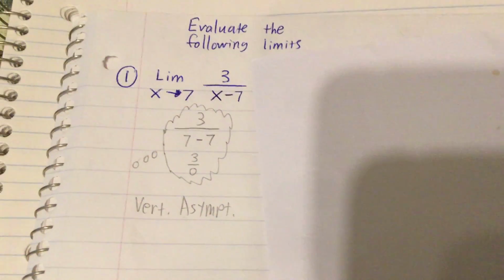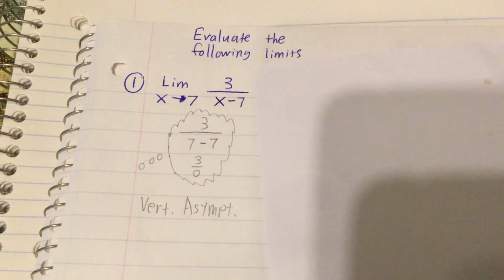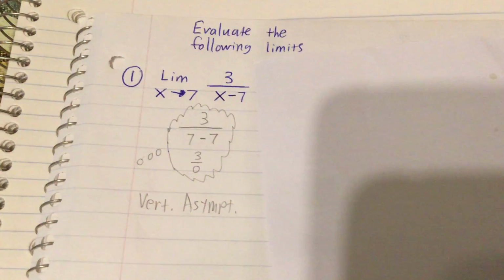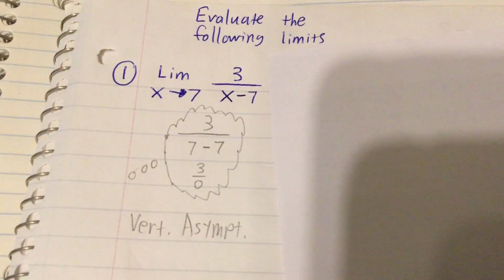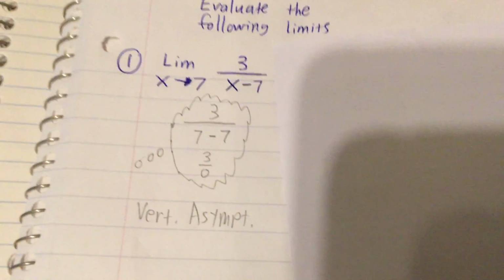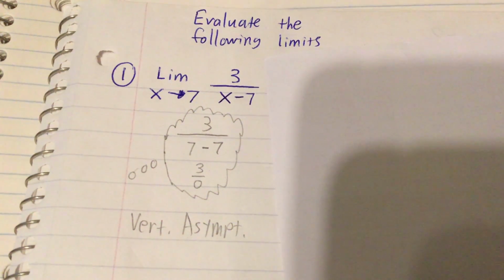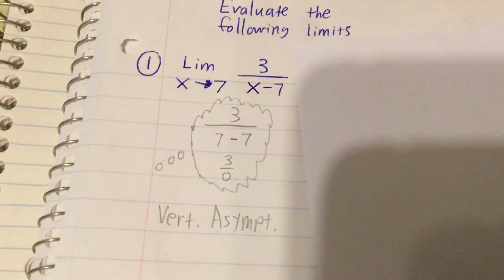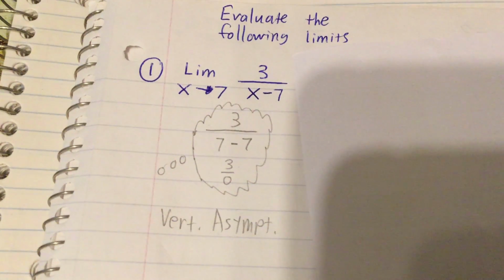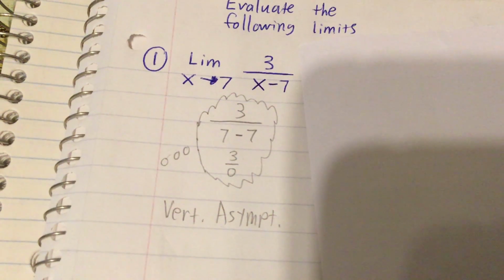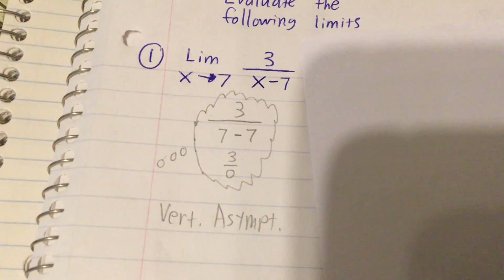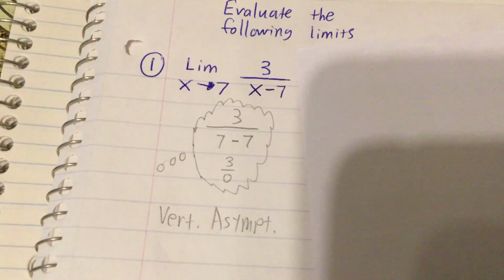All right, so let's evaluate some limits involving infinity. The first thing I want to do is the problem that we left off with yesterday: the limit as x approaches 7 of 3 over x minus 7. Notice that if I plug in x equals 7, I get 3 over 7 minus 7, or 3 over 0, which creates a vertical asymptote.